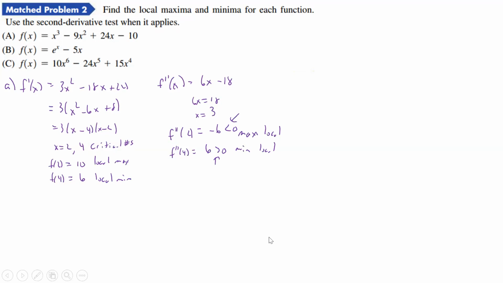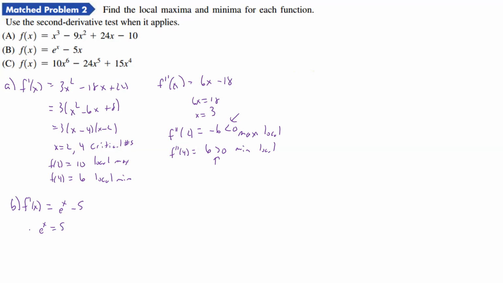All right. So let's do B. Taking that derivative, f prime of x is going to be what? The derivative of e to the x is e to the x, and the derivative of that is a minus 5. Now this one's a little more complicated, because we have to set this equal to 0. So e to the x is equal to 5, after we take the 5 over.